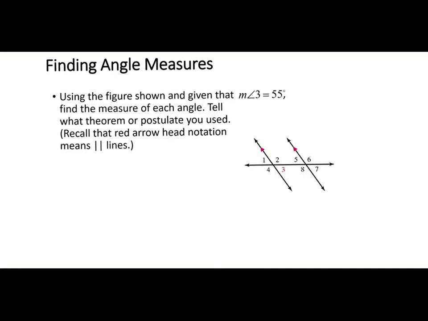Okay, so now they have given us two parallel lines cut by a transversal, and we know that angle 3 is 55 degrees. So I'm going to write that in there. It's 55 degrees. And what they want us to do is to find the other angle measures. If we have one angle measure, we can find all of the other ones.